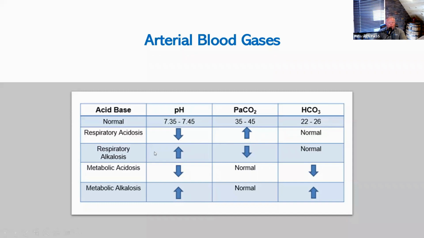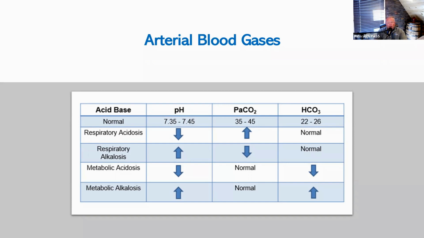Let's look at your respiratory alkalosis. So when I look at my pH for a respiratory alkalosis, I know it is going to be higher than 7.45, and I know that my respiratory component is going to be opposite. So if I have a high pH, then I know that I'm going to have a low CO2. So respiratory is opposite of your pH.